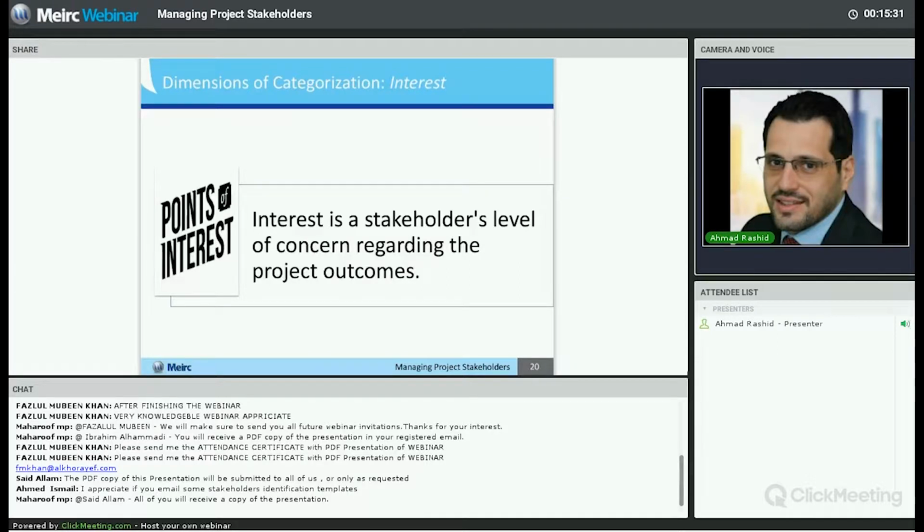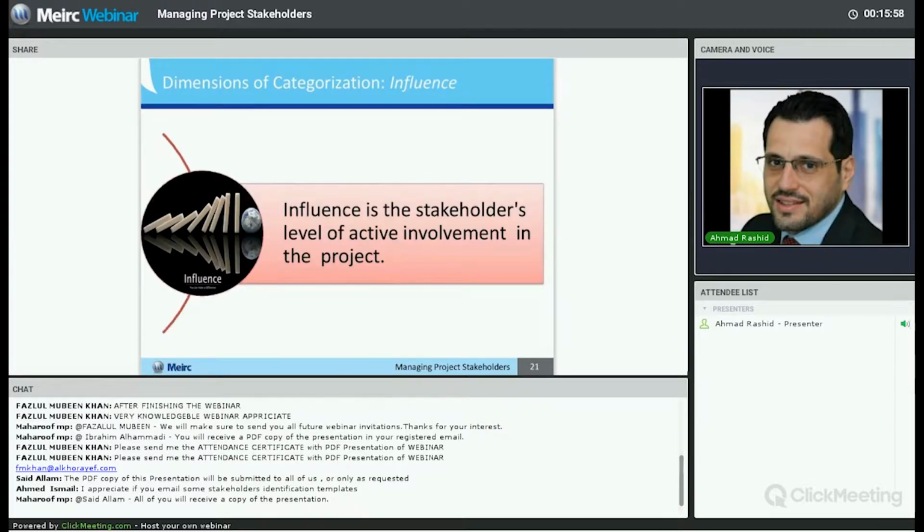Now we come to interest, and basically interest is the stakeholder's level of concern regarding the project outcomes, which means that a stakeholder with high interest is very concerned about the project, and they will be meeting frequently with you. They will be very interested in the outcome of the project because they are influenced by it, although they might not have any power or impact over the project. So this will help you to understand who the stakeholders are that have high interest in your project.